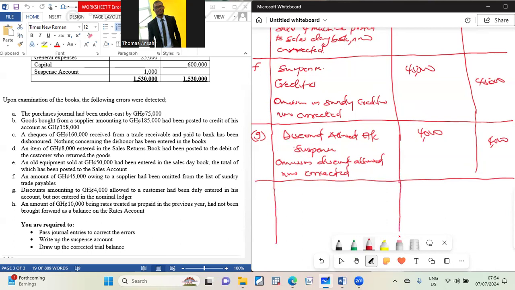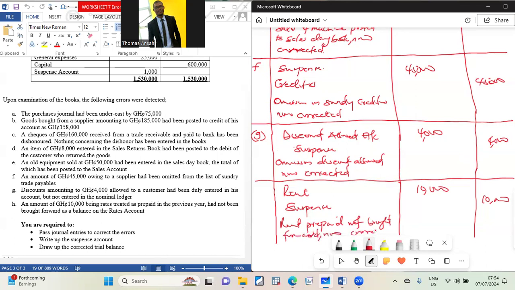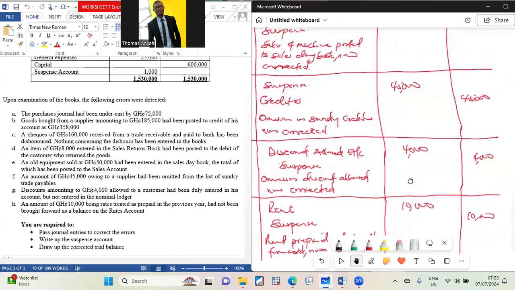So rent prepaid not brought forward. You have to bring it forward. So rent account, how much is that? We have 10,000. Suspense then 10,000. So rent prepaid not brought forward, now corrected. We are done. So we now need to go and do our suspense account. All right, so basically that is that.